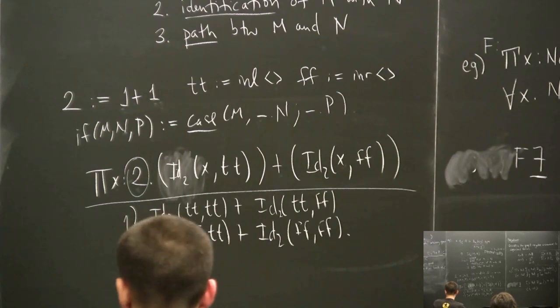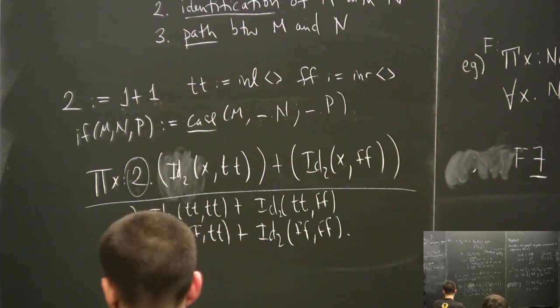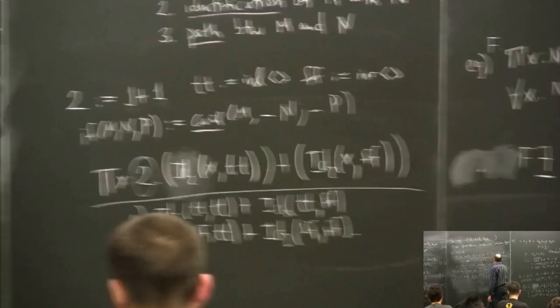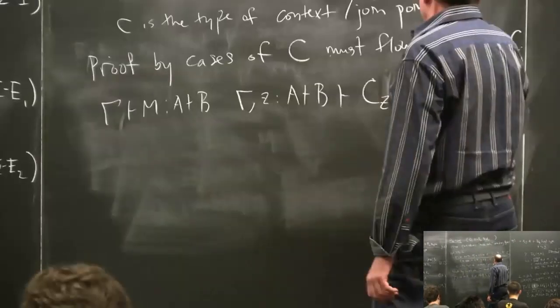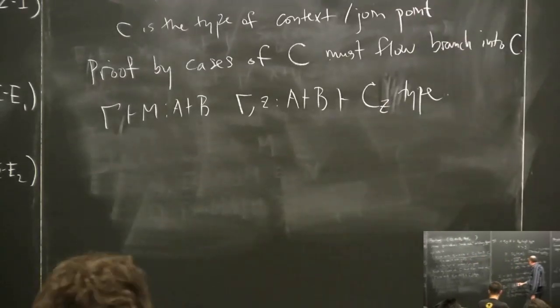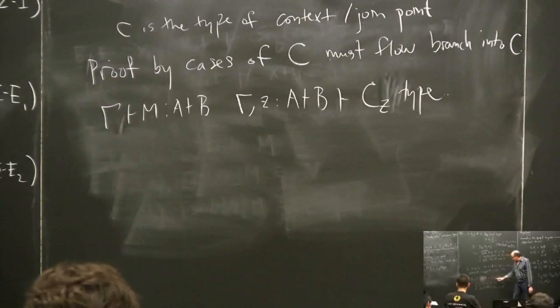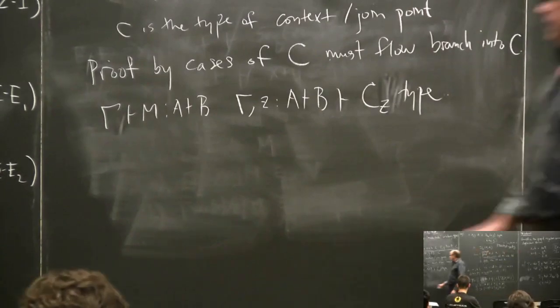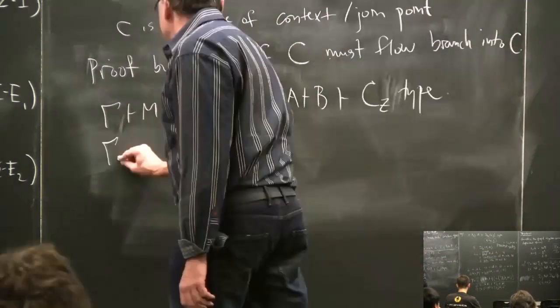You have M in A plus B, and for Z generic in A plus B, I have a predicate. Let's write it C sub Z is a type. So I have a predicate over that sum. In my little example here, this is my C. The matrix of the quantification is my C. And then what do I do? And now here's the interesting thing.